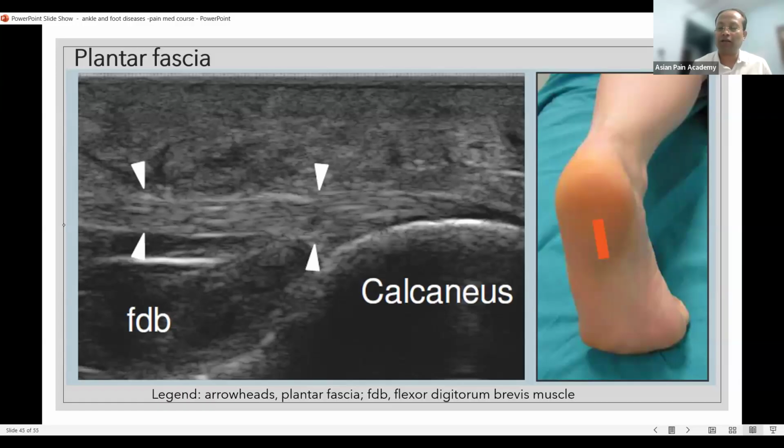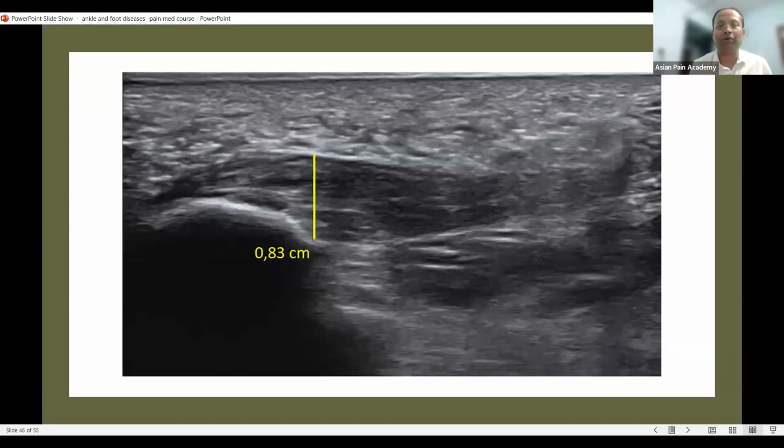So this plantar fascia, we will see whether it is hyperechoic and fibrillar, and whether suddenly some area looks very hypoechoic, or the thickness is very much important. So here it is actually 0.83, that means 8 millimeter. More than 5 millimeter is diagnostic of plantar fasciitis. Yeah, plantar fasciopathy.